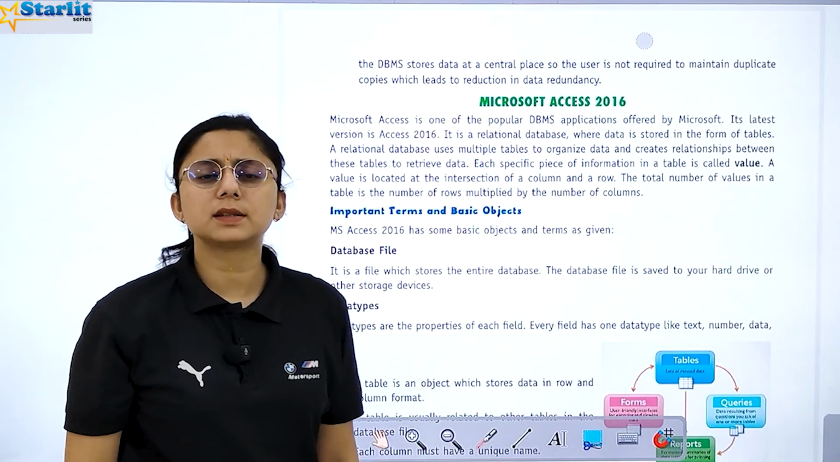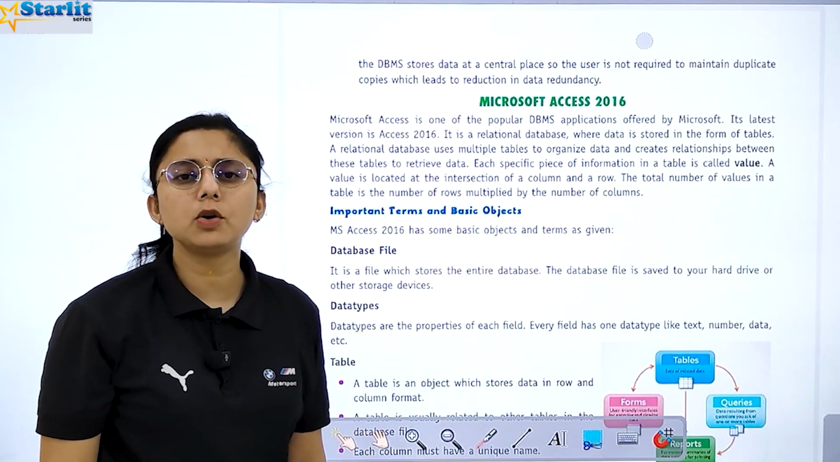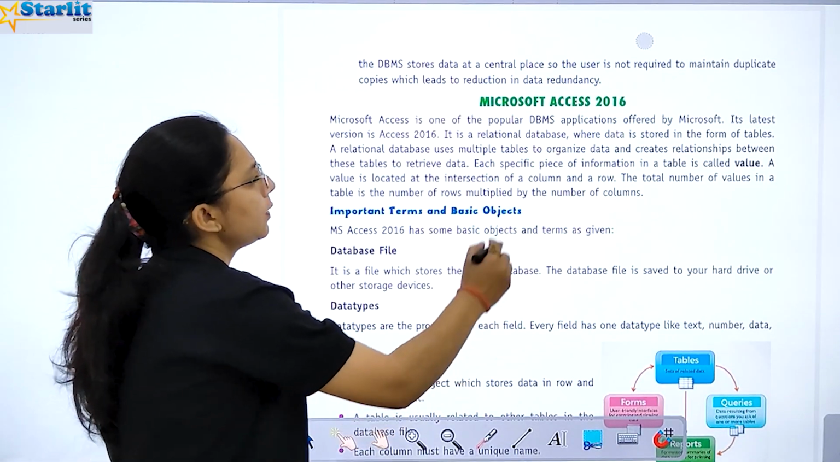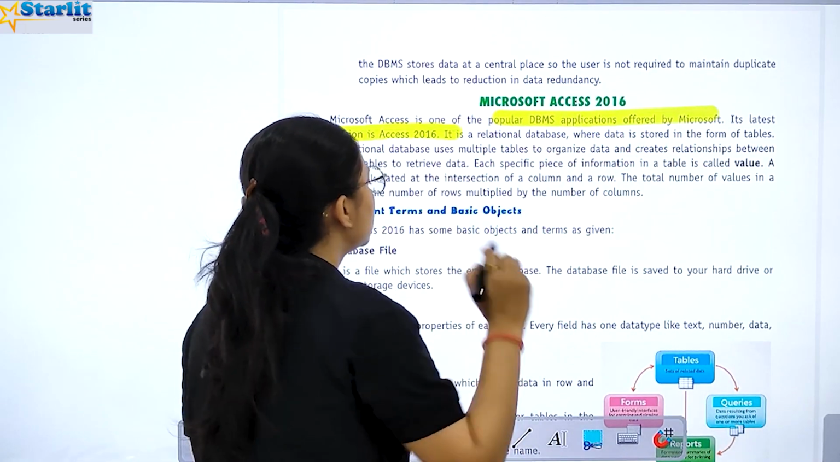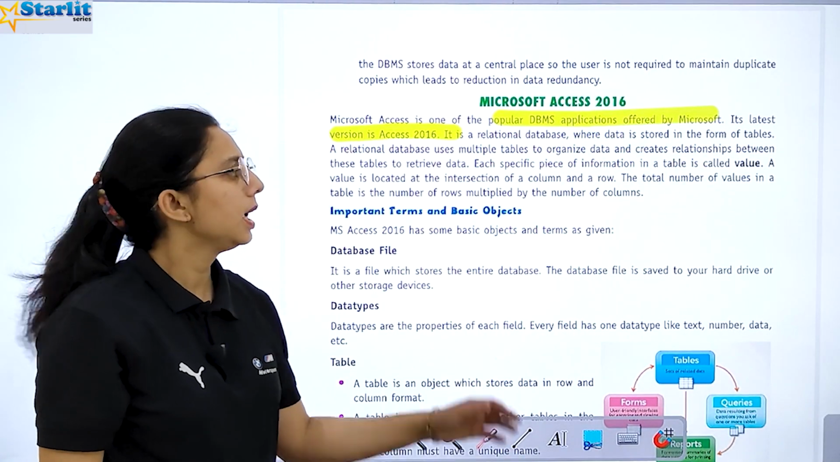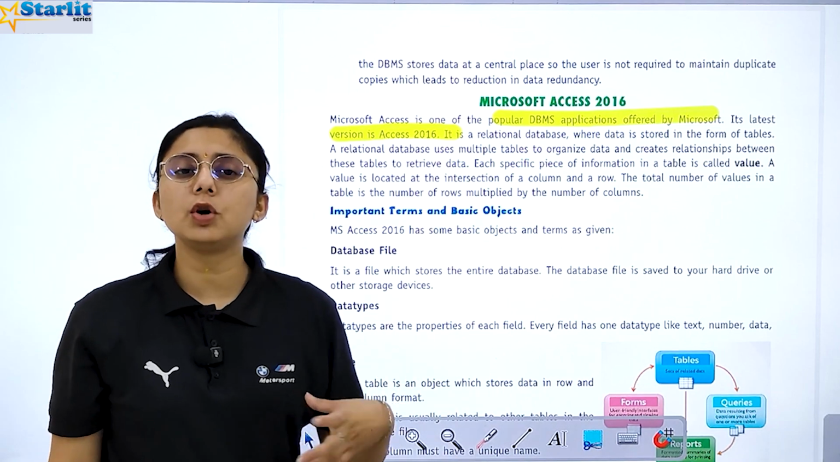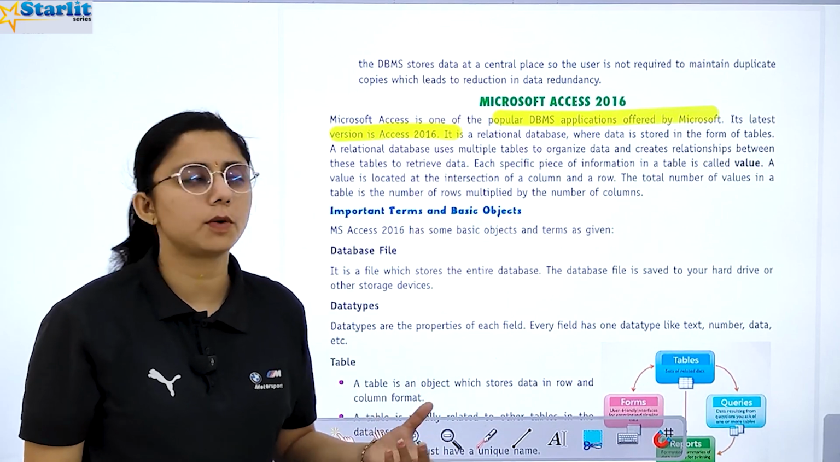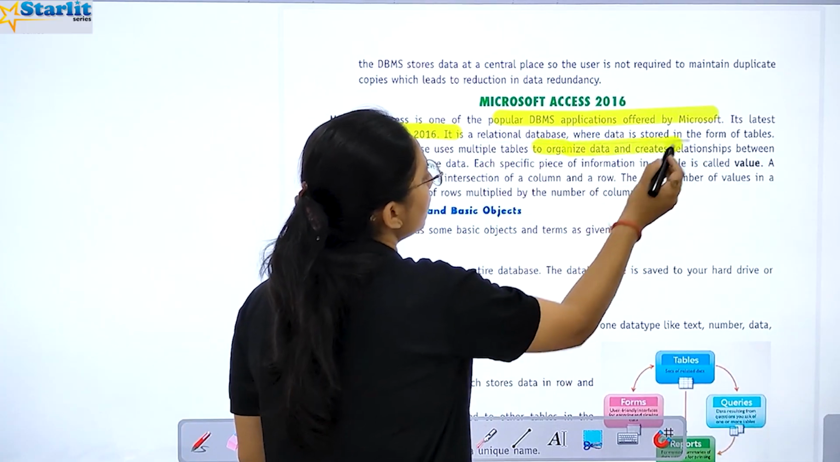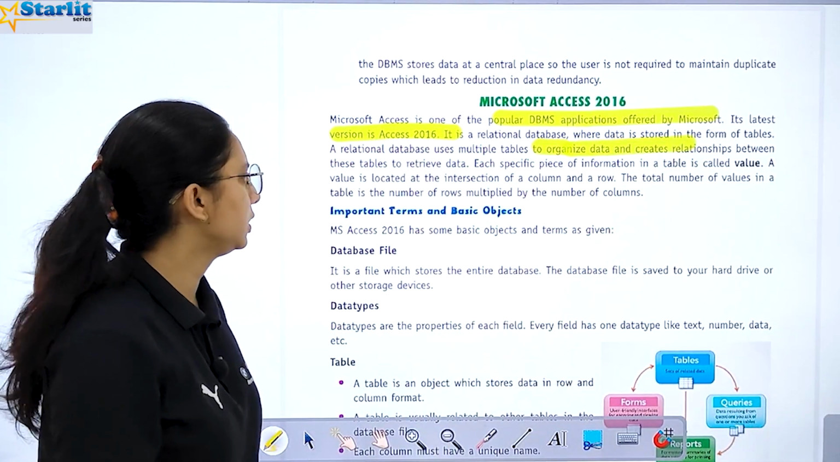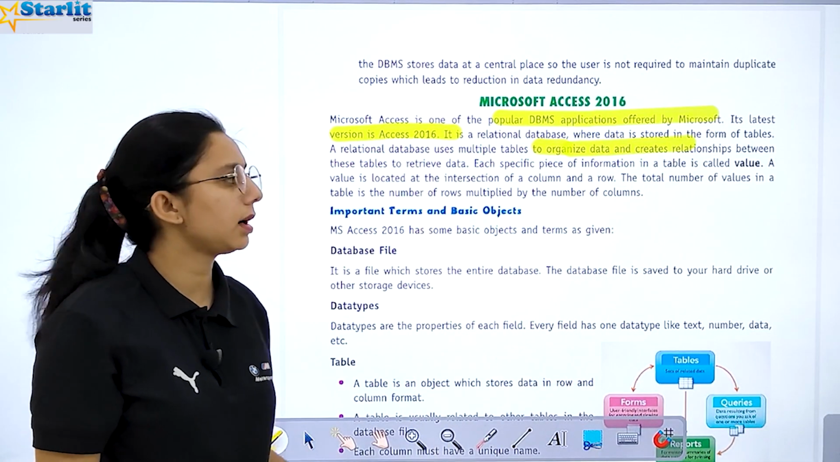Now Microsoft Access 2016. If we talk about Microsoft Access, it is one of the popular DBMS applications offered by Microsoft. ये latest version है Access 2016 का. It's a relational database जहाँ पे डाटा को हम किस फॉर्म में स्टोर करते हैं? टेबल्स के फॉर्म में, राइट? A relational database uses multiple tables जिससे हम डाटा को ऑर्गेनाइज करते हैं, क्रिएट करते हैं रिलेशनशिप between these tables to retrieve data.